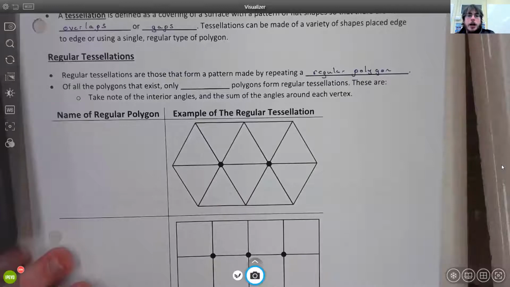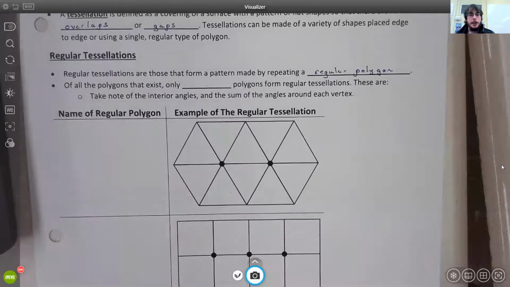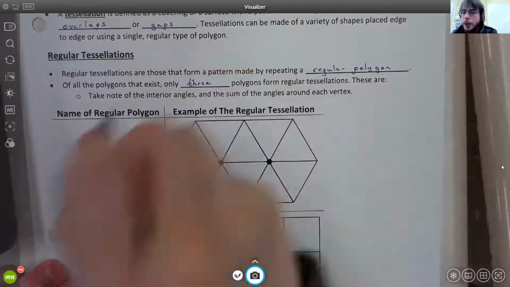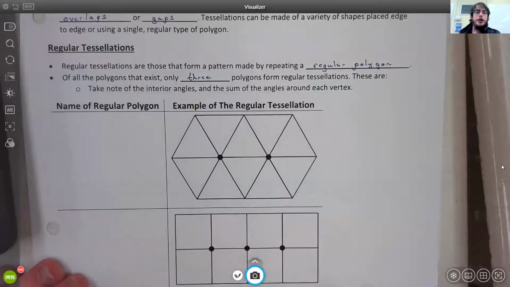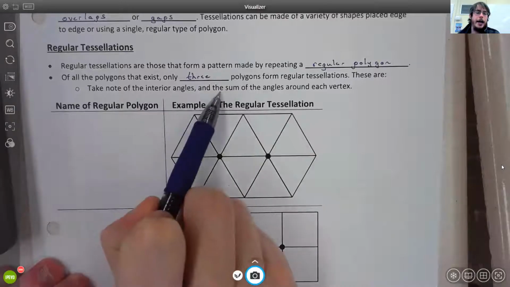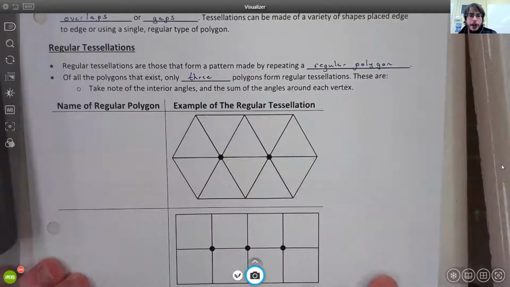Okay? So if you remember, regular polygons are those that have all of the angles being congruent and all of the sides being congruent. And what we're going to focus in on is all of those angles being congruent, okay? Now, of all the polygons that exist, only 3 polygons form regular tessellations, only 3 of them. And as we work through these examples, we're going to take note of the interior angles and the sum of the angles around each vertex.